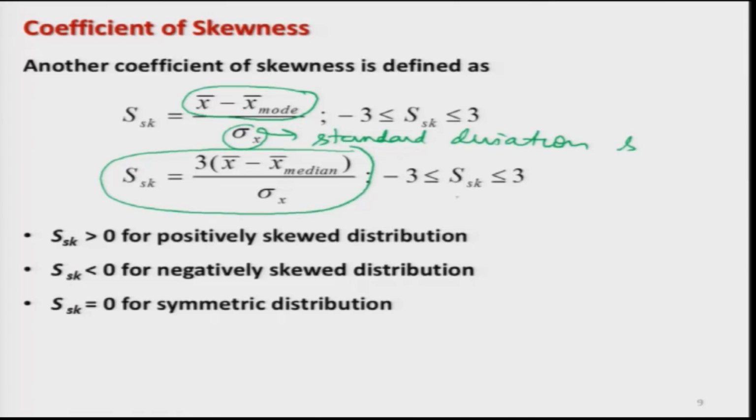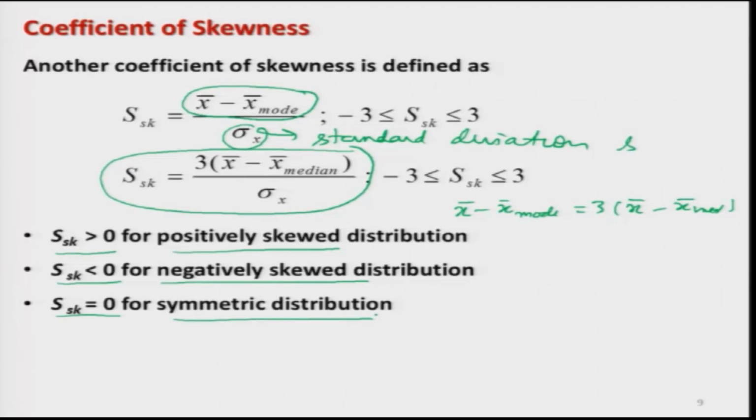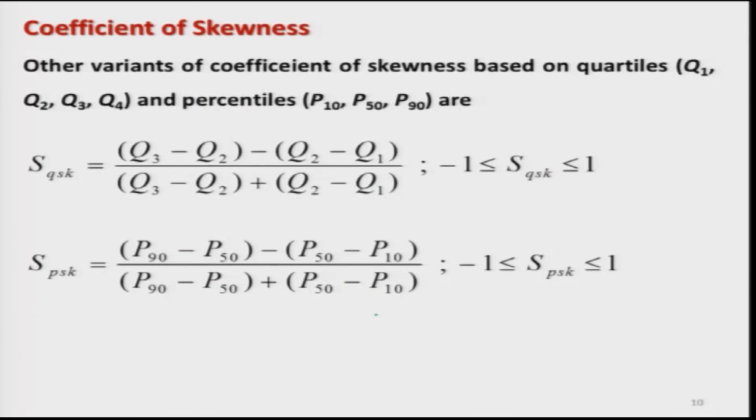median, because you may recall that we have a relationship that x bar minus mode is approximately equal to 3 times x bar minus median under certain conditions. So, these two measures lie between -3 and +3, and we say that if these coefficients are greater than 0, that means the curve is positively skewed. If they are negative, that means the curve is negatively skewed, and if this coefficient is 0, that means the curve is symmetric. And similarly, we have two more measures which are based on the definitions of quartiles and percentile.